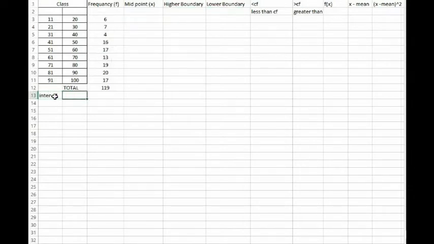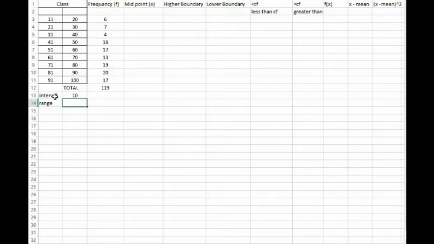So pag sinabi natin interval, ito yung kung ilan yung nasa pagitan ng every class. So madali nating makukuha yon. We can simply count 11, 12, 13, 14, 15, 16, 17, 18, 19, 20. So meron tayong interval na 10. Or pwede natin i-subtract 30 minus 20, 40 minus 30. Makukuha natin si interval.